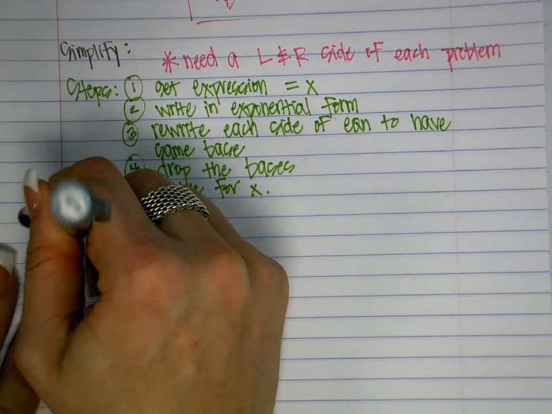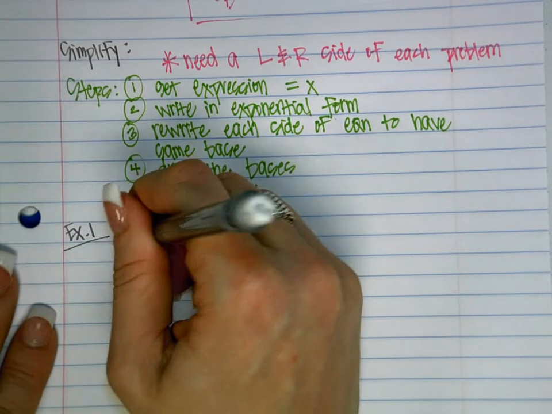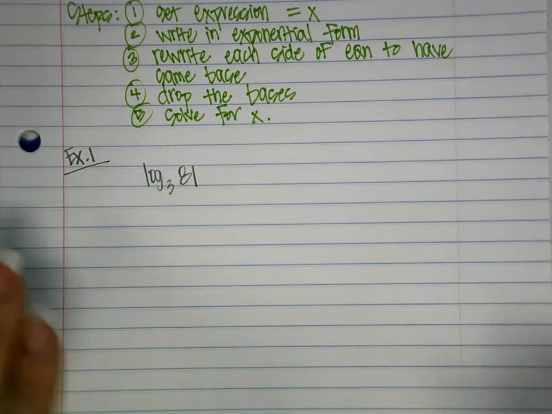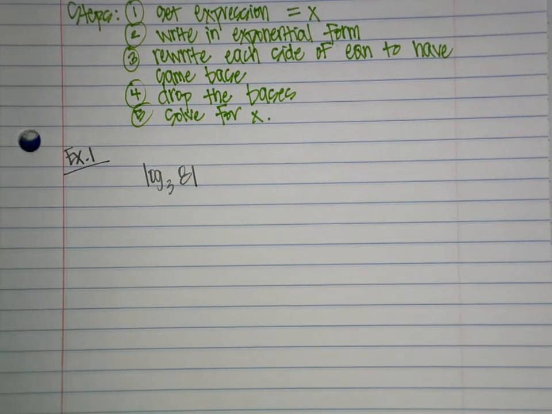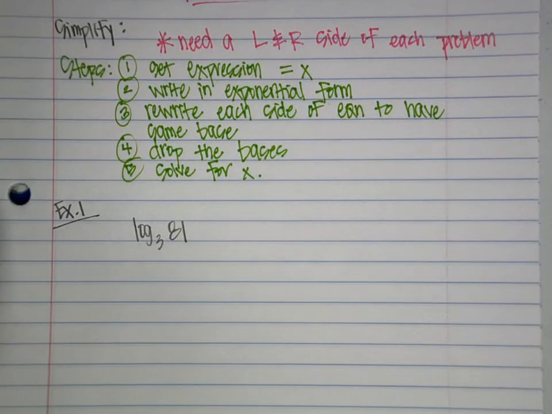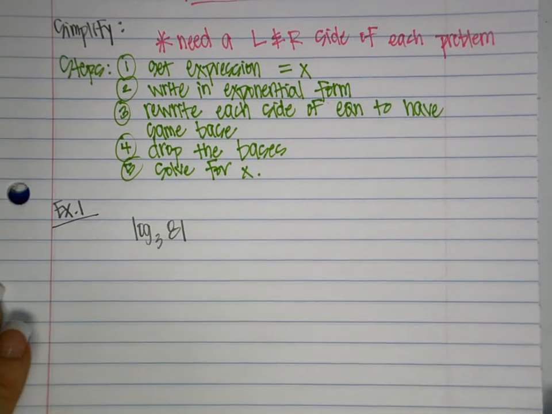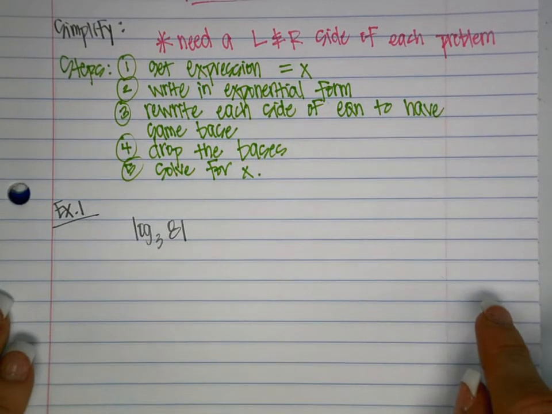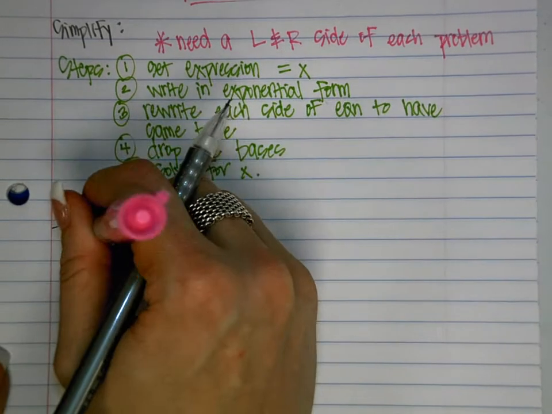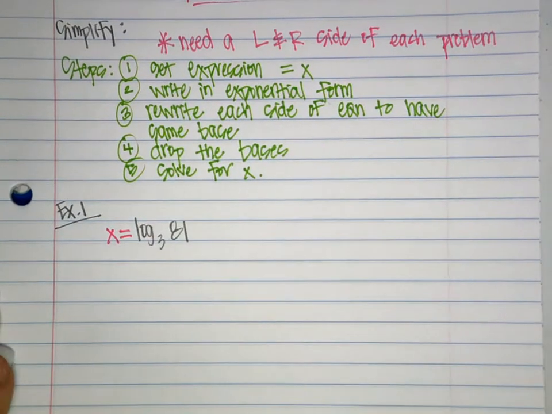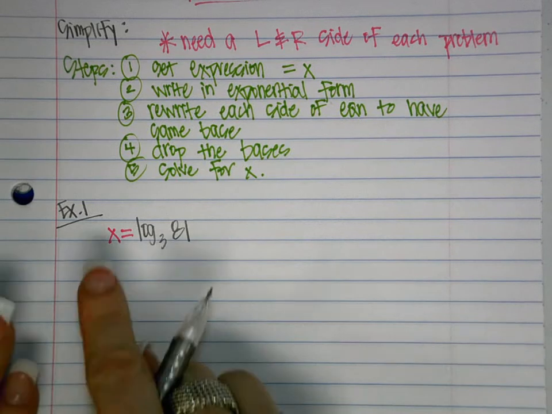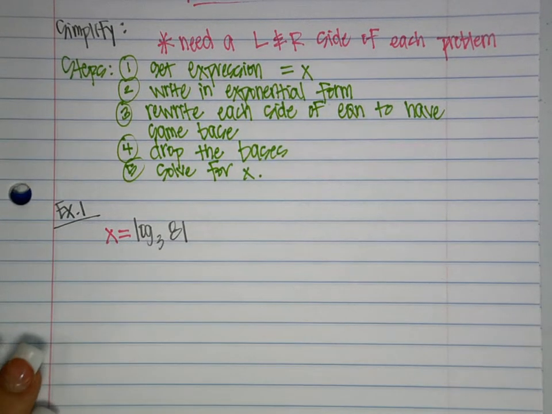So for number 1, again, I just want you to simplify log base 3 of 81. The first thing we want to do is set this expression equal to x. Usually people will put equals x on the right side, but it's actually a little bit easier if you put x equals on the left side. It doesn't matter, it ends up being the same, but it's easier to read from left to right, just like reading a book.